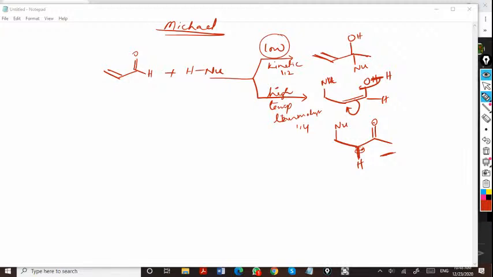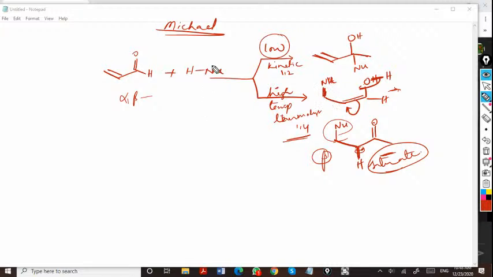Okay, so in the 1-4 addition, an alpha beta unsaturated carbonyl compound will be attacked at the beta position. Okay, so a saturated carbonyl is going to form with the beta added nucleophile. So this becomes saturated, no? At the beta position the nucleophile will add. Okay, so how this becomes saturated is based on the keto-enol transformation. It's going to give the enol by the 1-4 attack.